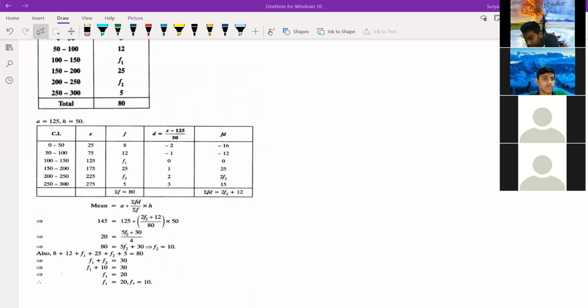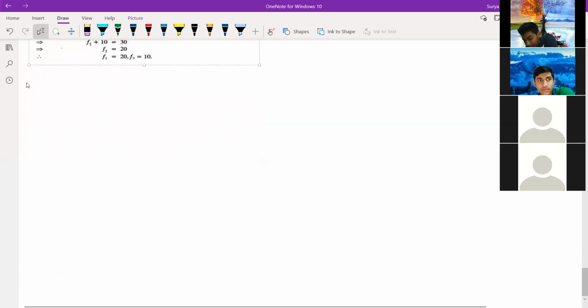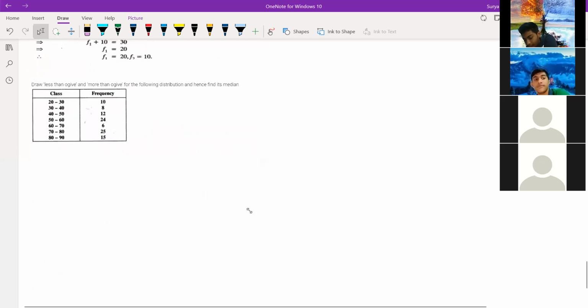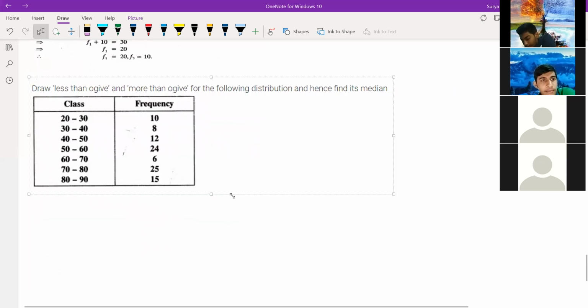And now, what I taught right now was only the less than and more than type, right? Now you should draw the graph for this in your notebook, and you have to find the median with the help of that graph. Okay, this is the question.